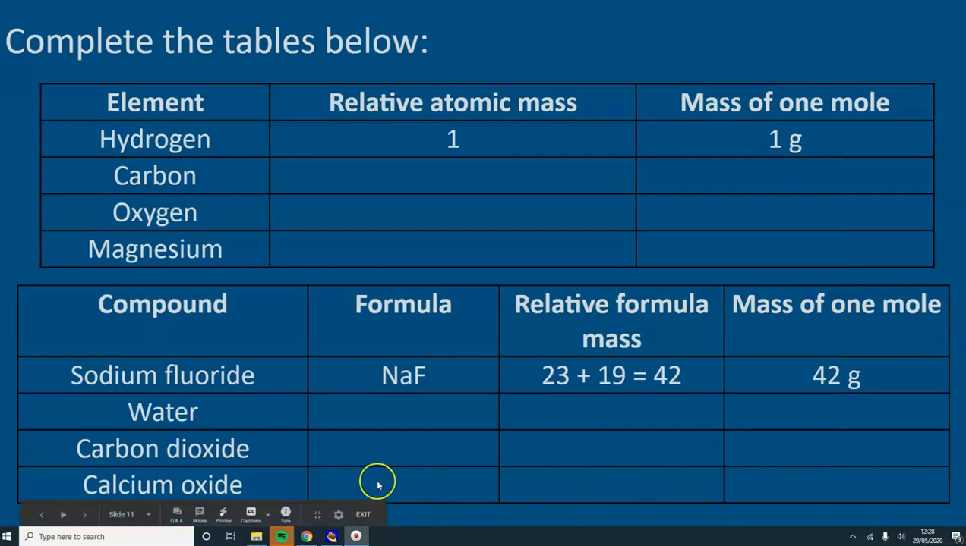Calcium oxide, you may not know the formula of that, but you can work it out. It's Ca2+ with O2-. So the formula is CaO. 40 plus 16 gives 56 for its relative formula mass, and so the mass of 1 mole is 56 grams.